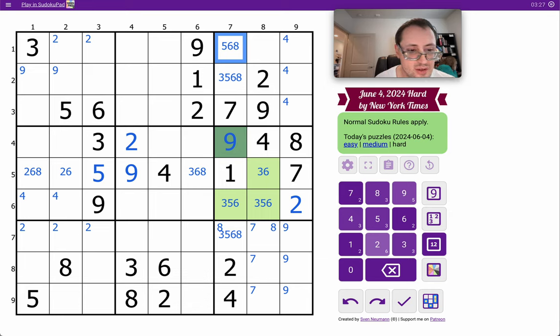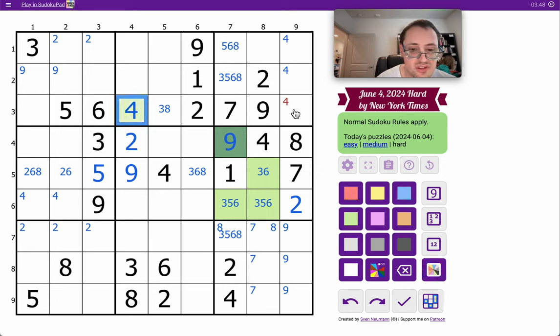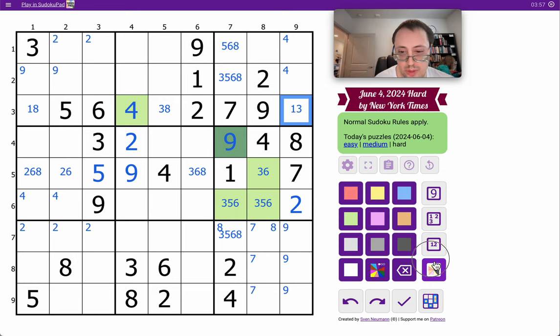Row 3 will be 1, 3, 4, and 8. This can't be 1 or 4. This can't be 3 or 8. 9, 2, 5, 6, 1, yeah. 1, 3, 4, 8. This can't be 3, 8, or 1. That is a 4. This can't be 3, so it's 1, 8. This one can't be 8, so it's 1, 3.